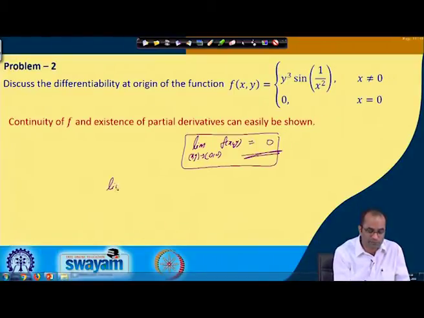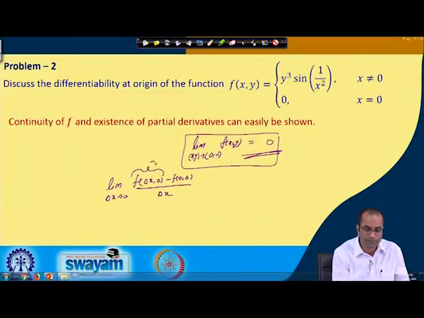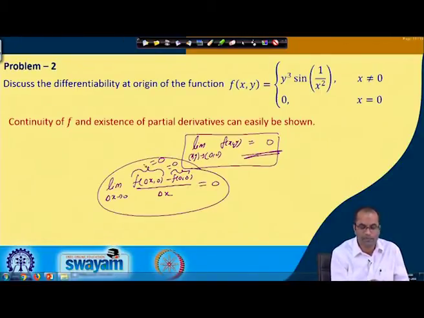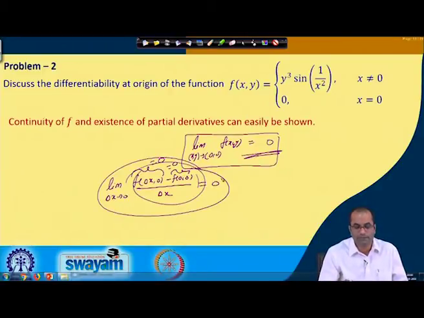And also the existence of the partial derivatives. For that, for the partial derivative with respect to x, we need to show that this limit of f(0 plus delta x, 0) minus f(0,0) divided by delta x exists. So, here this y is 0, so this will be 0 and this is again 0. So, we have 0 minus 0, so this is also 0. So, we have the existence of the partial derivative with respect to x. Similarly, we can show the existence of the partial derivative with respect to y.